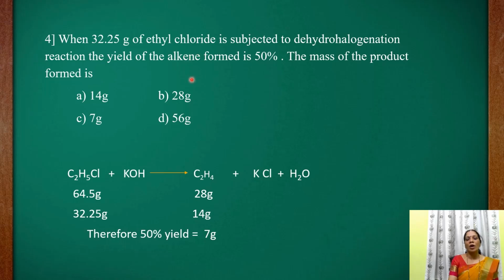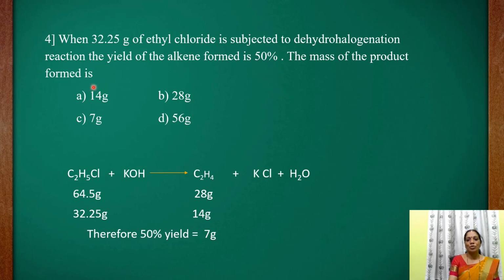formed, we know that in any case, if the reaction is a dehydrohalogenation, the product formed is always called what? Alkene. The product formed is always an alkene. Here also the product is alkene. The product formed is only 50%. They have given the percentage of the product formed as 50%, not 100%. Therefore, the mass of the product formed is asked.